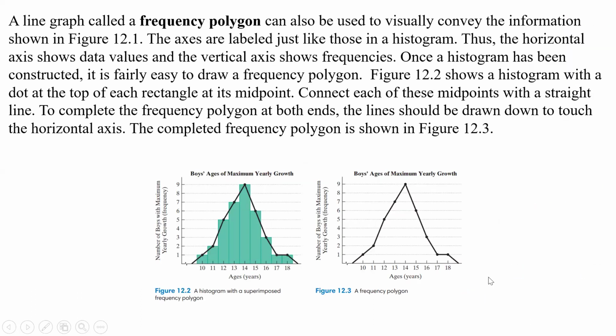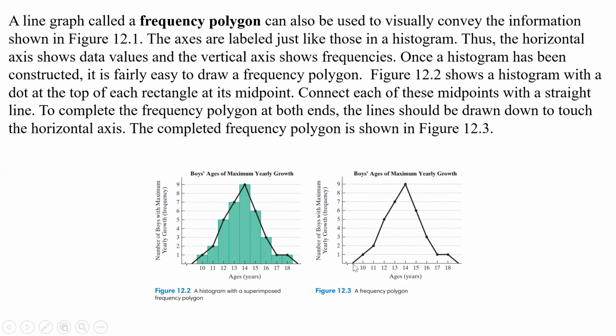If instead we wanted a line graph, what we get is something called a frequency polygon. This can be used to visually convey the information shown in figure 12.1. We put a dot in the middle of each of our bars, and then draw a line between each of the dots. We could also do it without making a bar chart first. We could just go at 10, move to 1, 11 is 2, 12 is 5, and so on, then draw our lines from point to point.